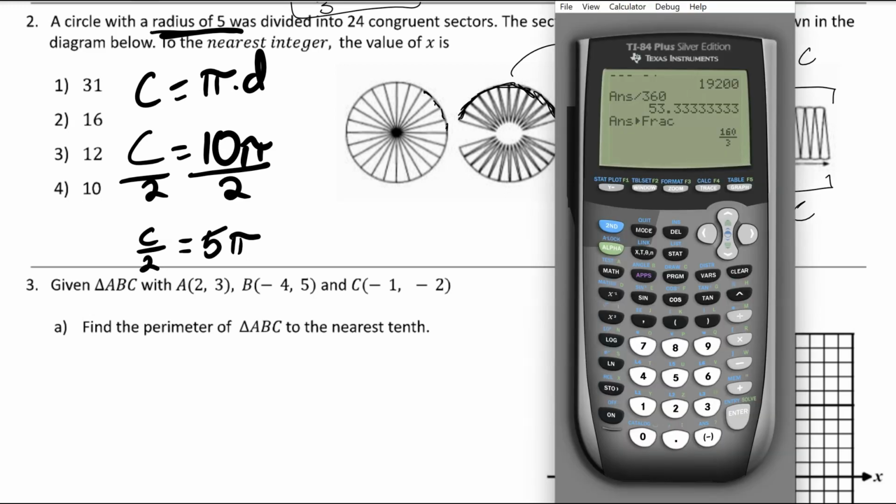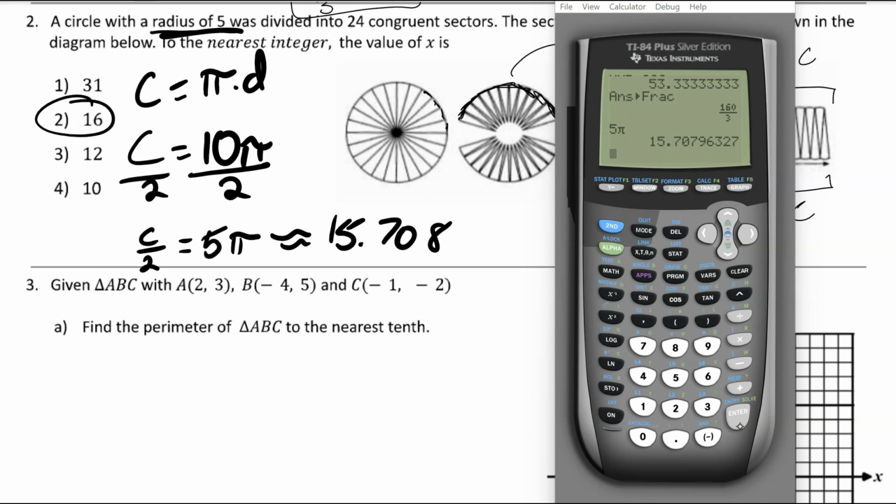If I go into my calculator and just type in 5 and multiply it by pi, pi is right above the caret key there, I get that this is about 15.708, or if I round to the nearest integer, 16.